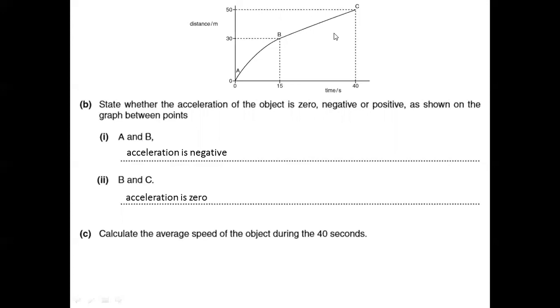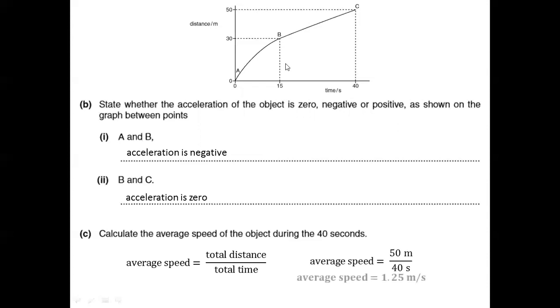Okay. Next, letter C: calculate the average speed of the object during the 40 seconds. Average speed can be determined by dividing the total distance by the total time. The total distance and the total time can be obtained from the graph. Total distance is 50 meters. Total time is 40 seconds, giving us an average speed of 1.25 meters per second.